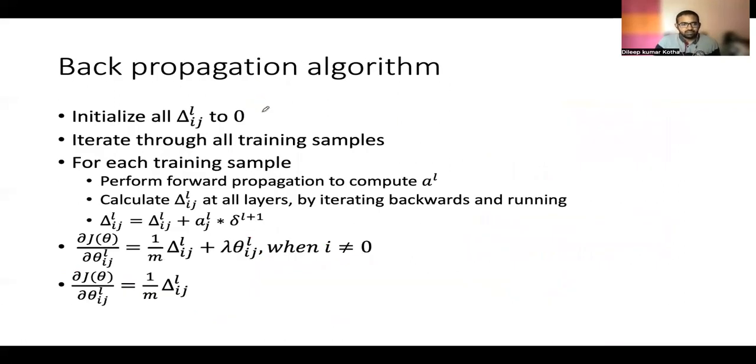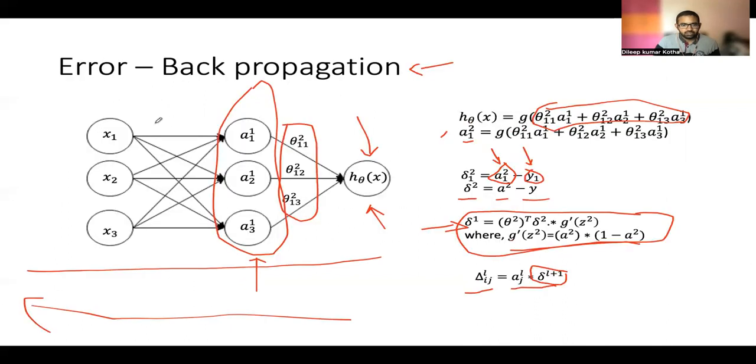Initially, we'll initialize all delta^l_ij to 0. So each delta^l_ij corresponds to a theta parameter in the neural network. So there is a delta^l_ij corresponding to this, there's a delta^l_ij corresponding to this, like that. Okay.